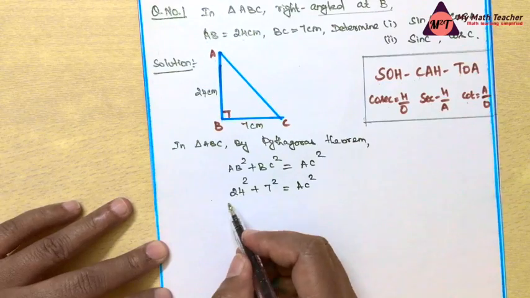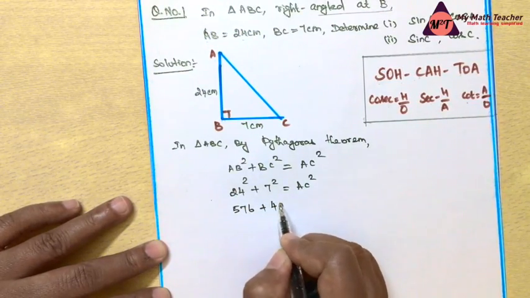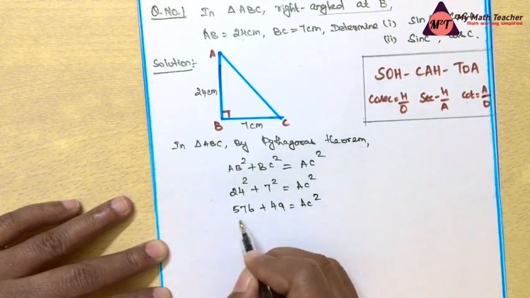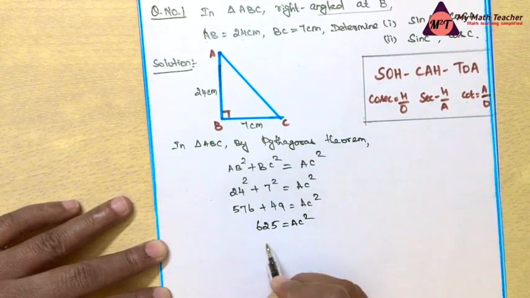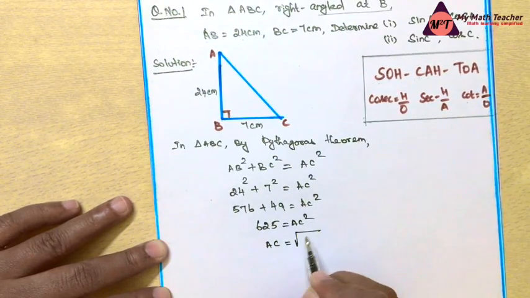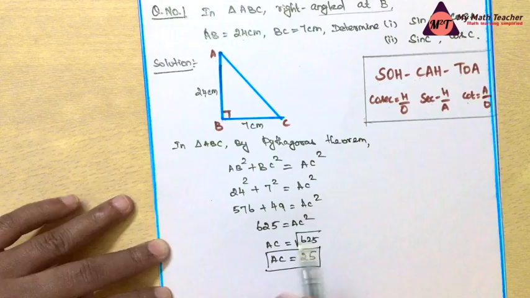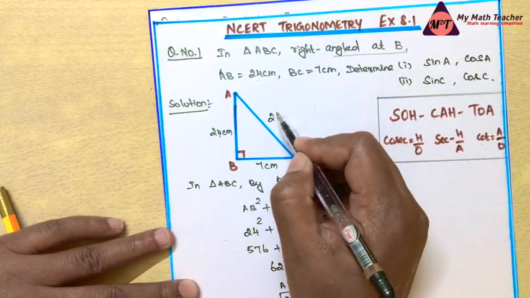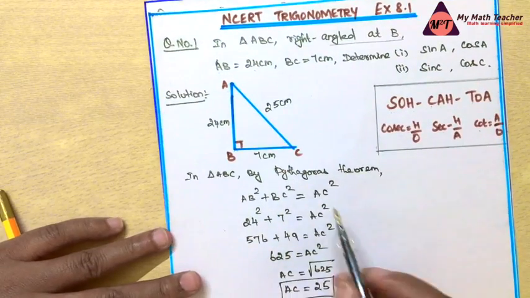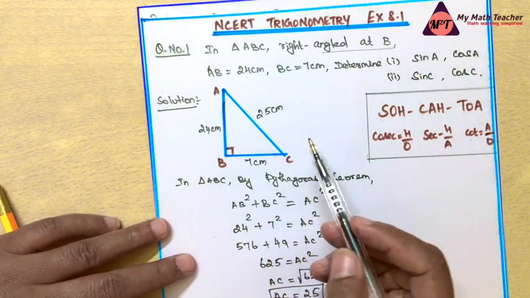Now 24 square is 576, plus 7 square is 49, that is AC square. When you add, you will get 625 is AC square. AC is square root of 625, which is 25. Now AC is 25 centimeter. The hypotenuse will always be the longest side in a right angle triangle.